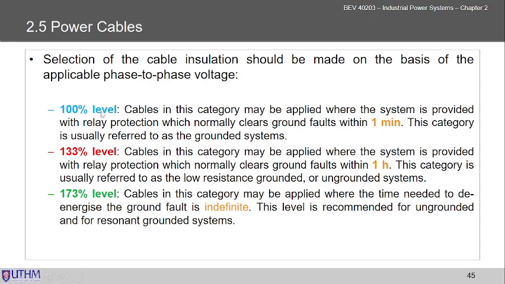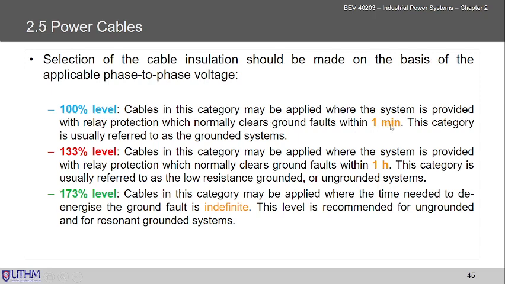We have the 100% level, the 133% level, and the 173% level. So what is the level? This is the withstand level: how much the insulator can withstand. Of course, the higher, the more expensive it is. For example, 100% is normally used to clear the ground fault within 1 minute only. So it can only stand for 1 minute.